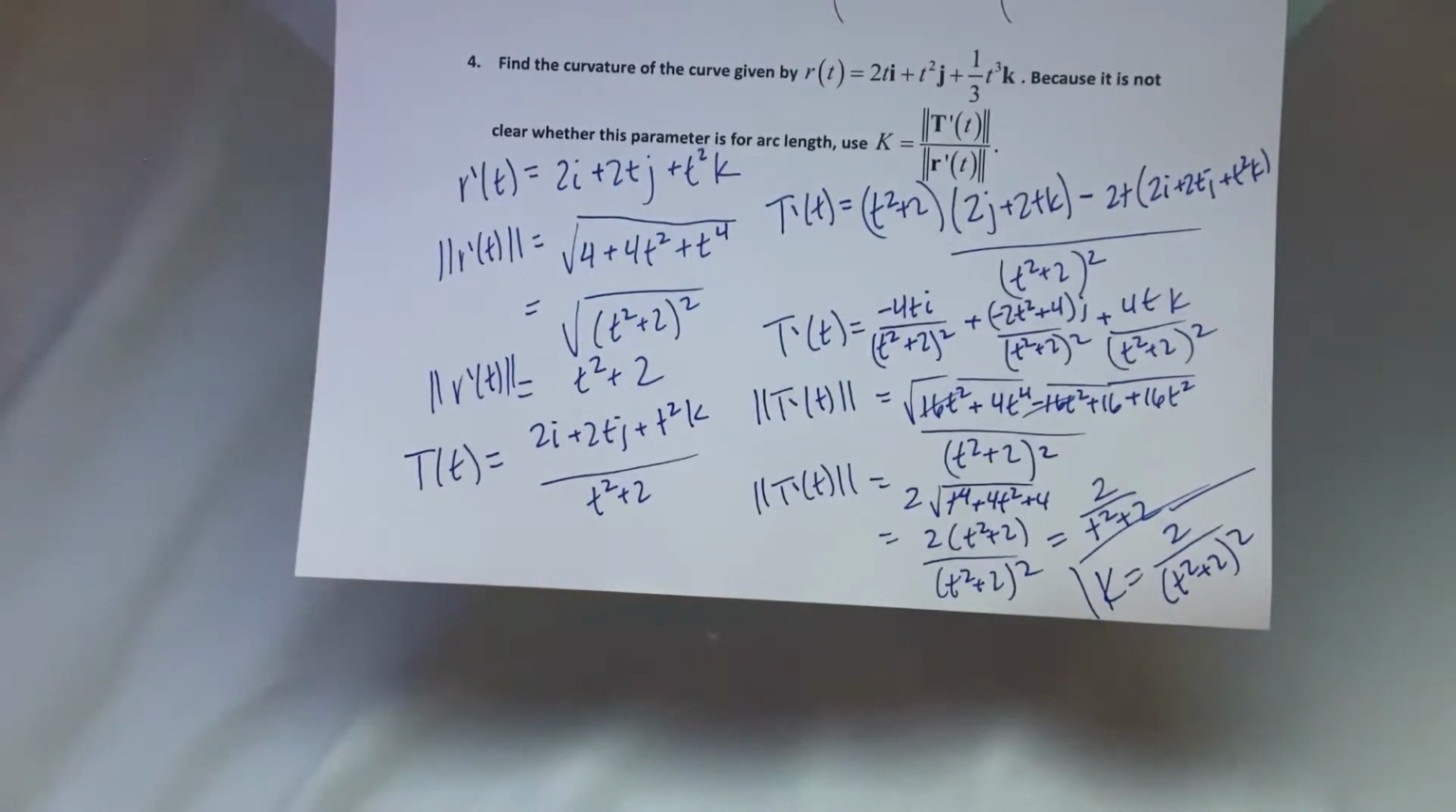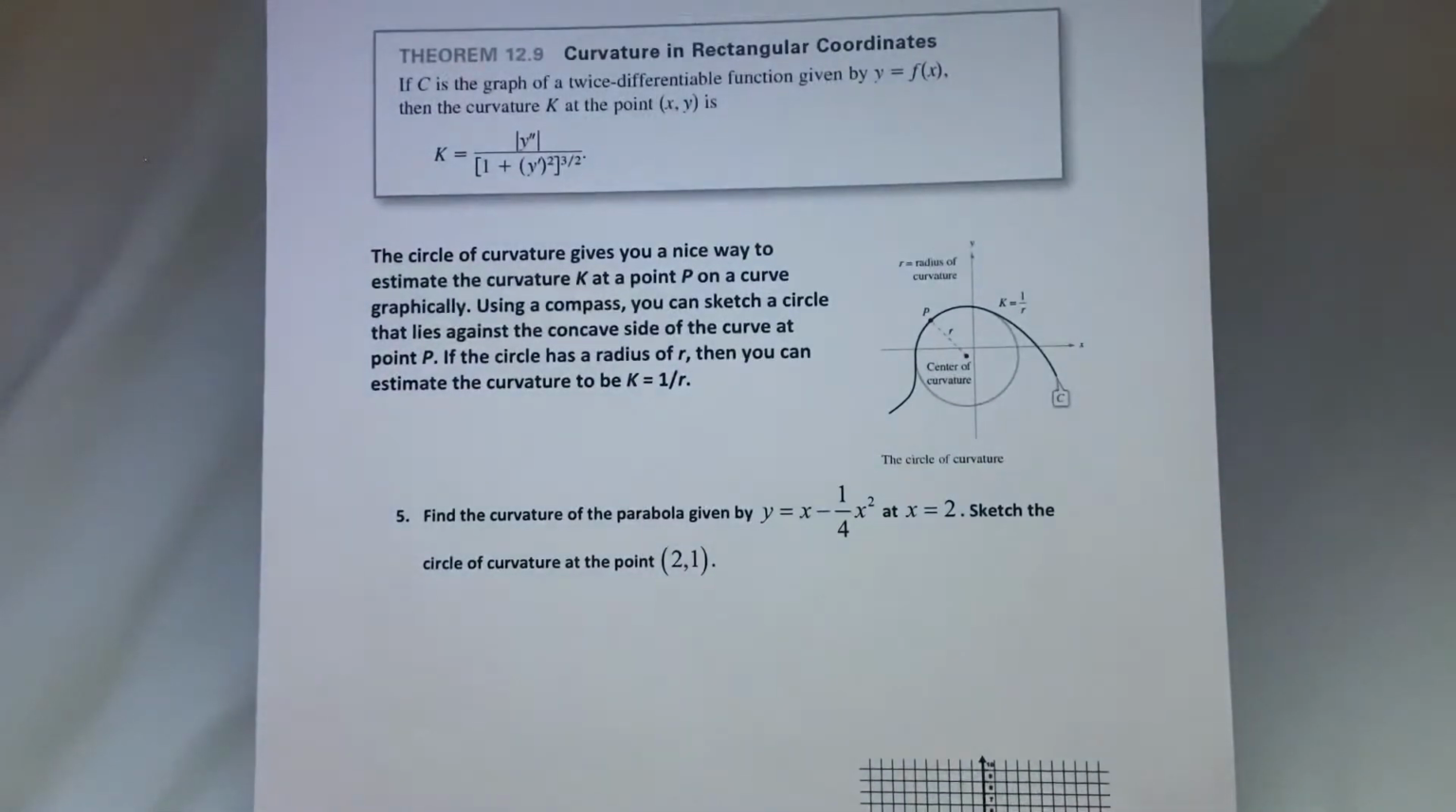Okay, so how can we do curvature in rectangular coordinates? Let's see. Theorem 12.9, curvature in rectangular coordinates. If C is a graph of a twice differentiable function given by y equals f of x, the curvature at point (x, y) is k equals the absolute value of y double prime divided by (1 plus y prime squared) to the 3/2 power.